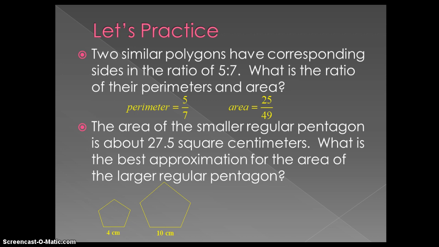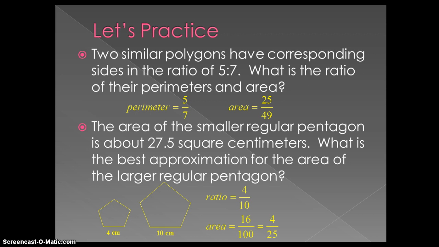So let's look at a second example. The area of a smaller regular pentagon is about 27.5 square centimeters. What is the best approximation for the area of the larger regular pentagon? So here we're talking about areas of two figures. But in order to work with the areas, we first need to figure out the scale factor. So we have pentagons with side lengths of 4 and 10, meaning the ratio of our sides, or our scale factor, is 4 to 10. That means the area ratio is going to be 4 squared to 10 squared, or 16 over 100. Now I'm going to reduce that fraction to 4/25 because it's a smaller number and in my mind easier to work with.